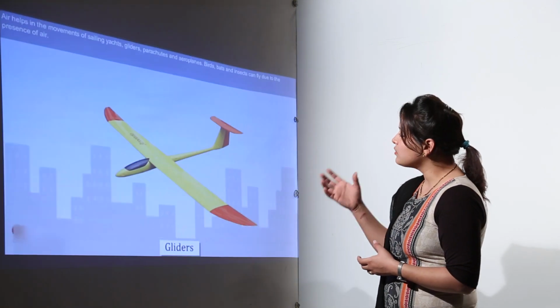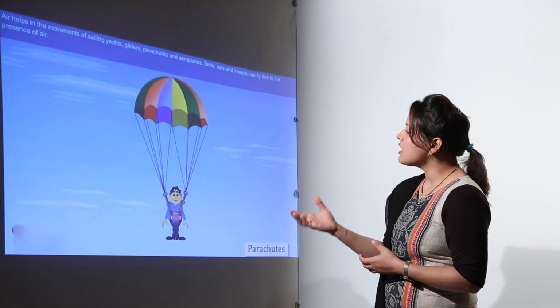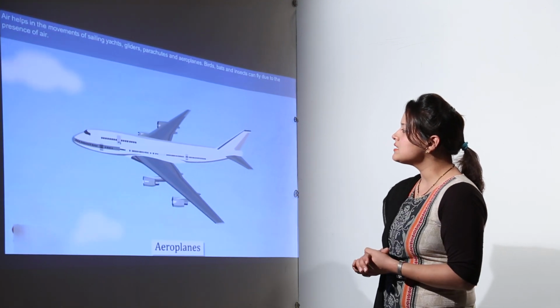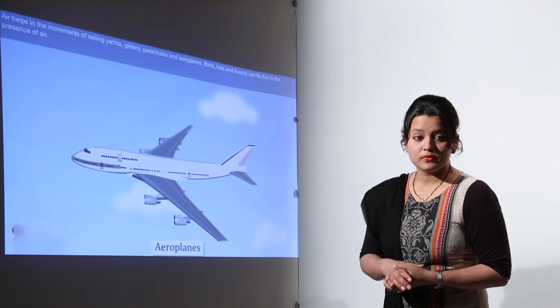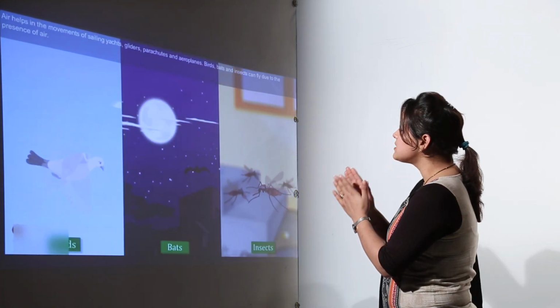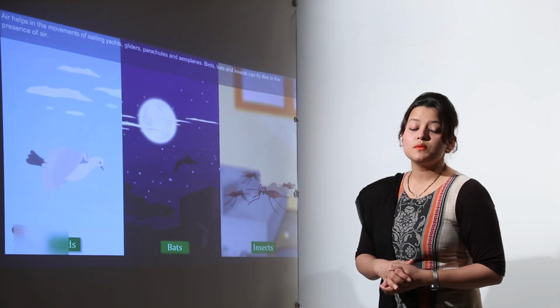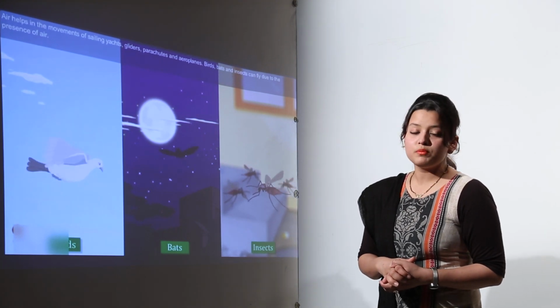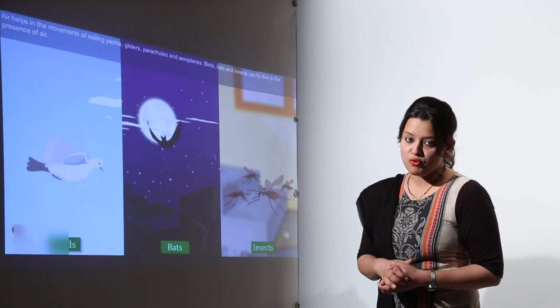Also you can see for the movement of gliders, the yachts, the parachutes, aeroplanes, we require air. Not to forget, the movement of birds, bats, even insects require the presence of air. If air will not be present, they will not be able to move.